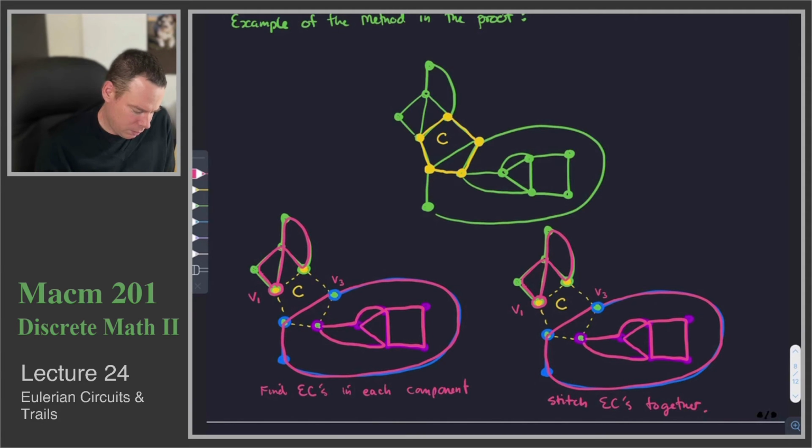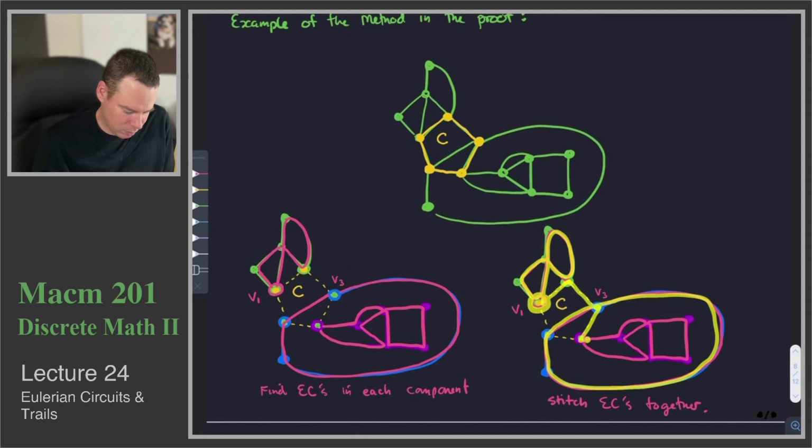Well, now I'm going to look at my cycle. And again, I'm going to start at V1. Maybe I'll use the pointer. So I'm going to start at V1, and I'm going to go around the Euler circuit on it, get back to V1, and then go around the cycle until I get to a vertex that's in a component that I haven't considered yet. Here I am. I'm now at V3. Now I can go around its Euler circuit, get back to V3, and then continue around the cycle till I get to a vertex that's in a new component.